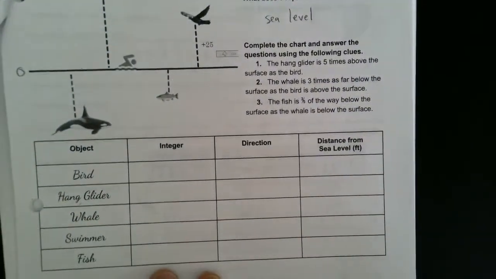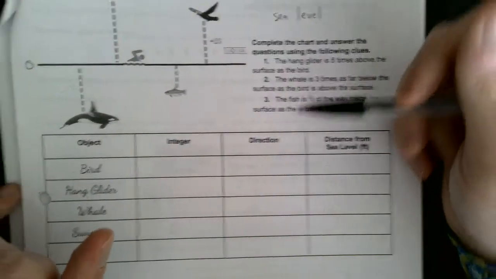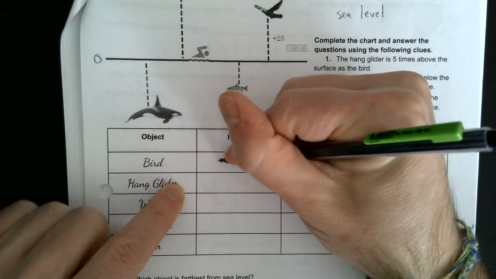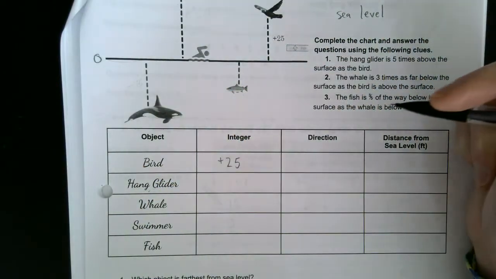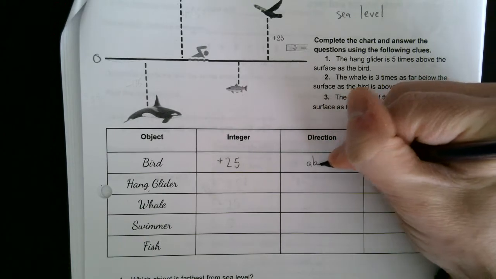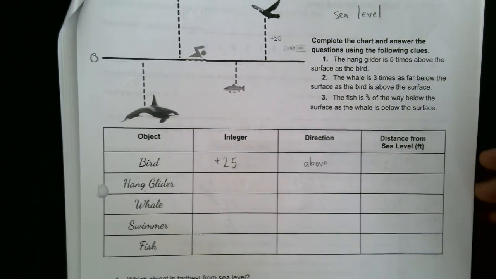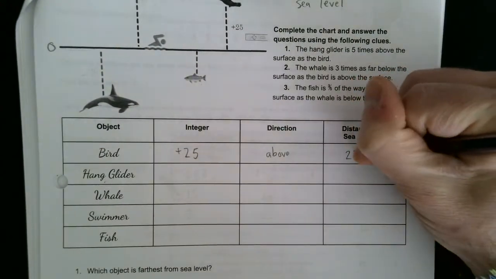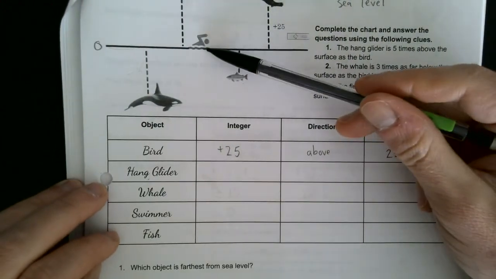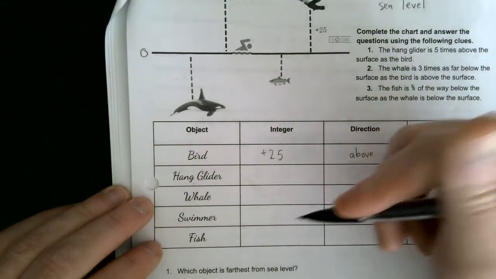All right. Let's use some clues here to figure out. Well, actually, let's fill up the chart with what we have. We do have information about the bird. The bird integer is positive 25. So what would be the direction? That positive would mean above, like above sea level. How far is it from sea level? What is the distance? It's 25 feet from sea level. Now we actually can fill out some information on the swimmer. There's the swimmer. The swimmer is at sea level. So what integer would we use for the swimmer? The swimmer would just be 0.